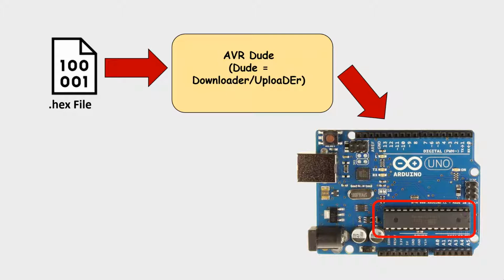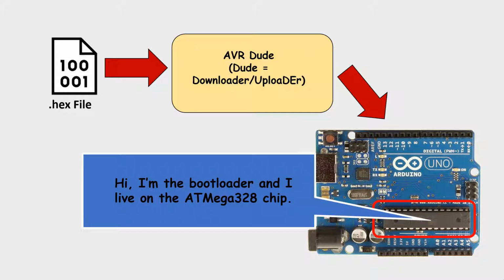Another piece of software called AVR Dude, and Dude is for downloader, uploader, starts when we press the upload button in the Arduino IDE. Now, this software sends the .hex file to the ATmega328 on the Arduino board. On the chip resides what's known as a bootloader. This bootloader was put there on purpose by the folks at Arduino and works with AVR Dude to get the .hex file into the flash memory on the chip. And all this happens very quickly and seamlessly behind the scenes of the Arduino IDE.